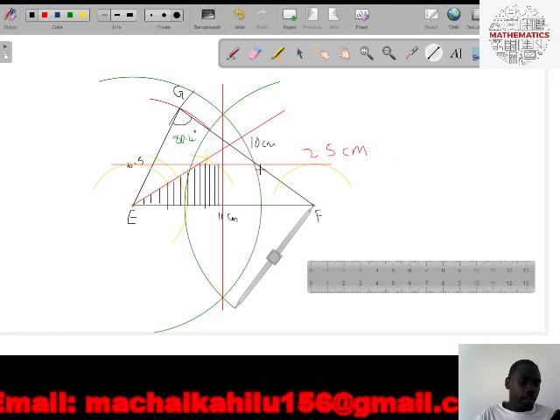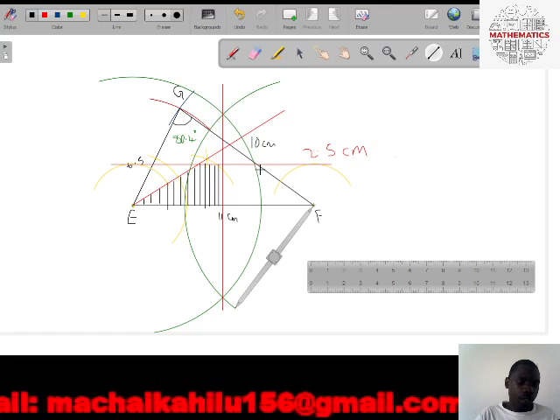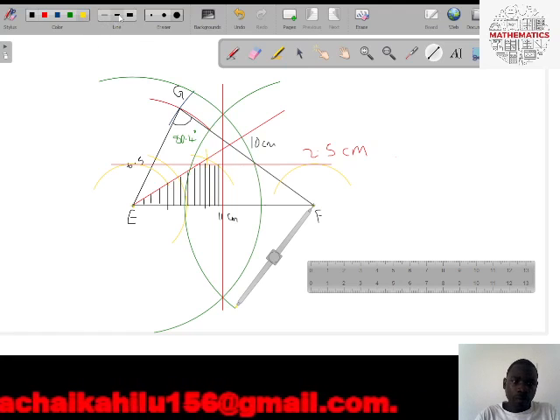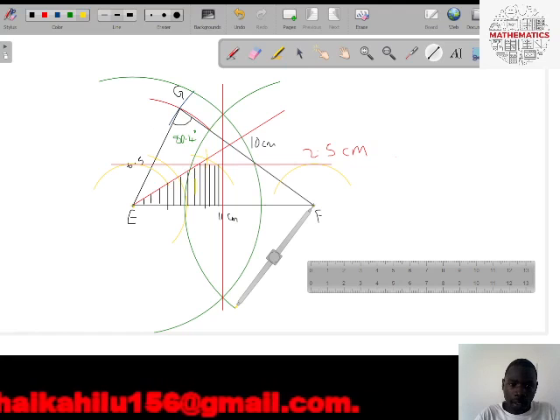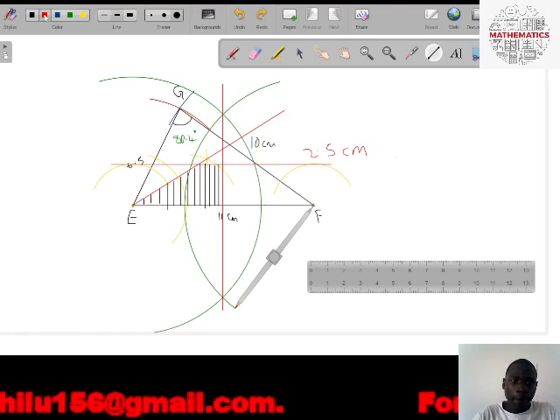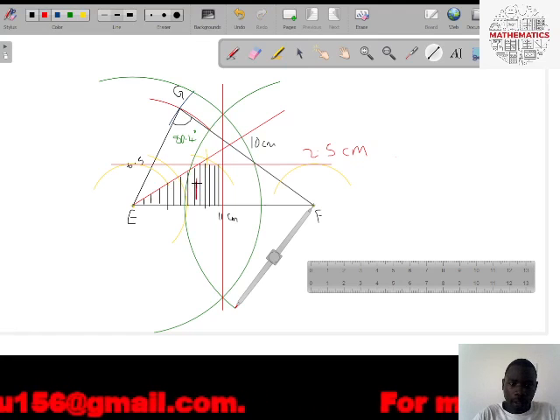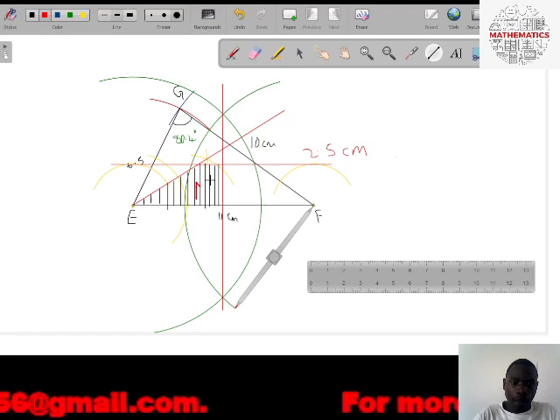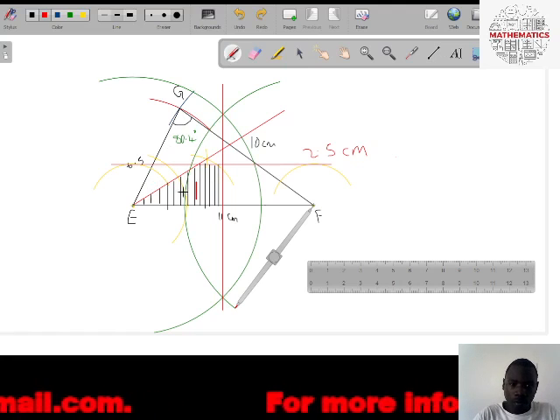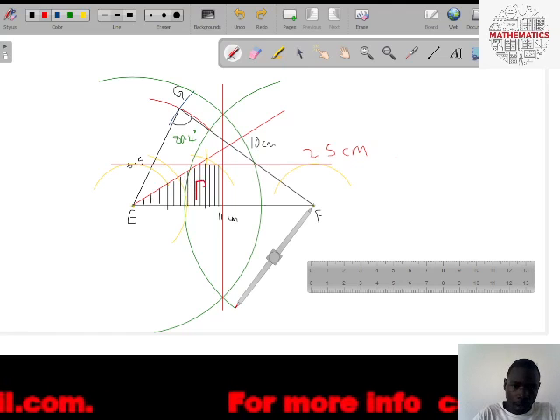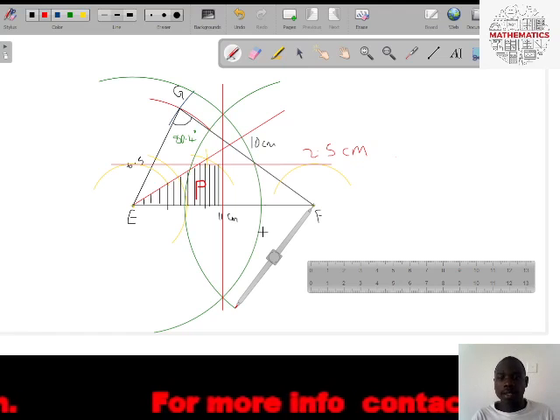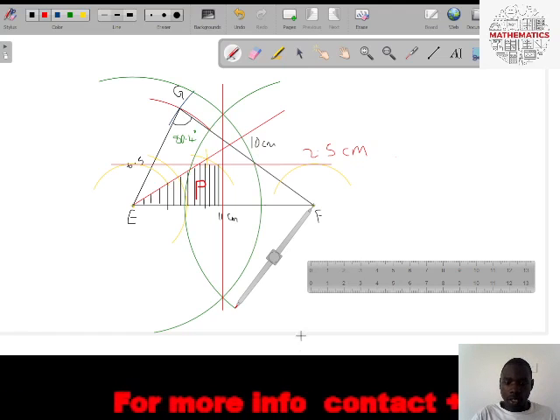Then indicate clearly by shading the region in which P must lie. So the P will lie here. This is where P will lie. Okay, so this is where P is. So that is the construction, and that is how you can answer that kind of question.